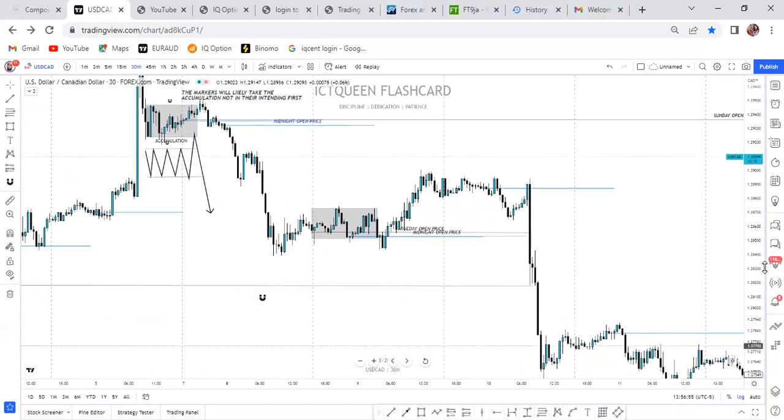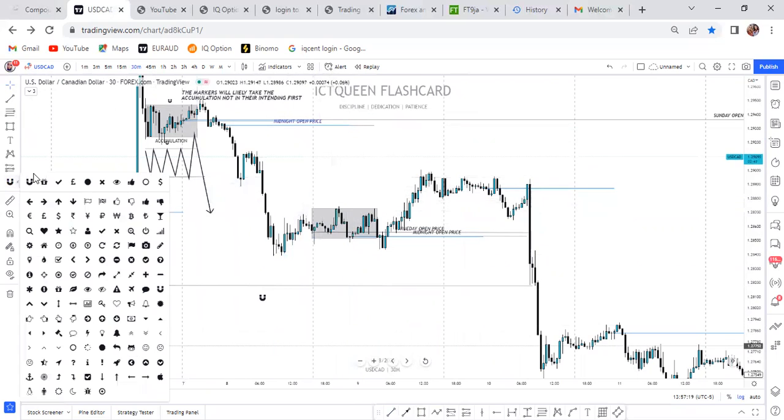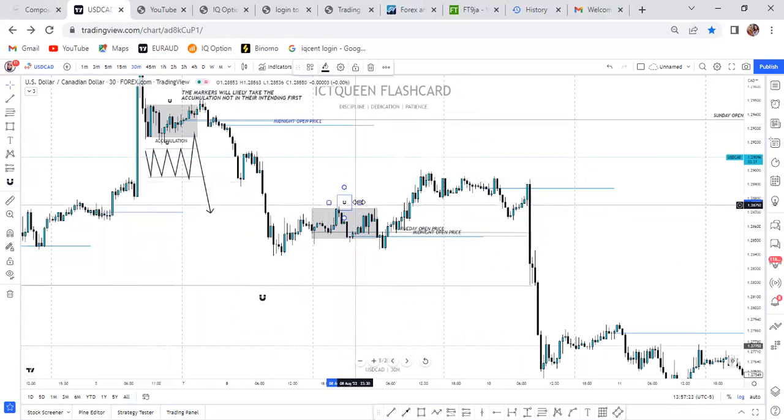That was how I took my Euro USD the other day, on Thursday last week. You might want to look for them running sell stops below the open price before you have a bullish day. Now we see the accumulation. This is Asian open. We see the accumulation around the open price. Remember what I said? We have liquidity resting above the open price.